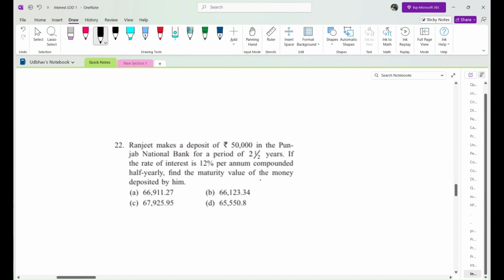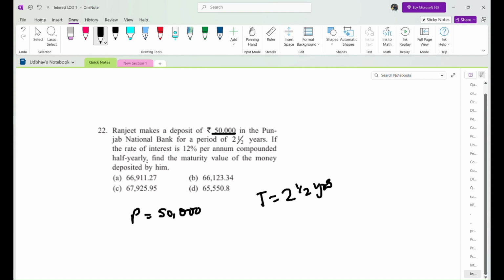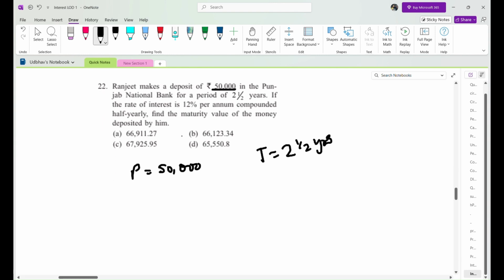Next question. Ranjit makes a deposit of 50,000 in Punjab National Bank for a period of 2.5 years. If the rate of interest is 12% per annum compounded half yearly, find the maturity value of the money deposited by him. Okay, so he deposited 50,000 rupees. So our principal is 50,000 rupees for a period of 2.5 years.